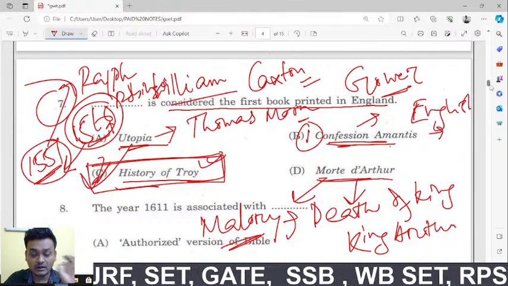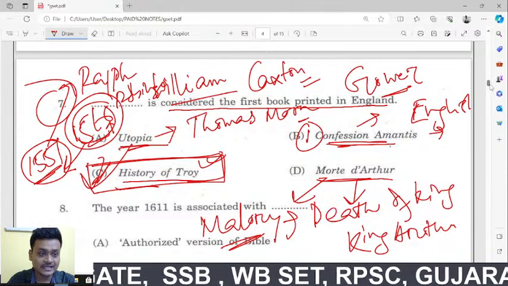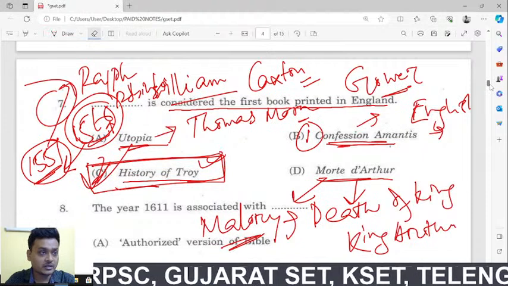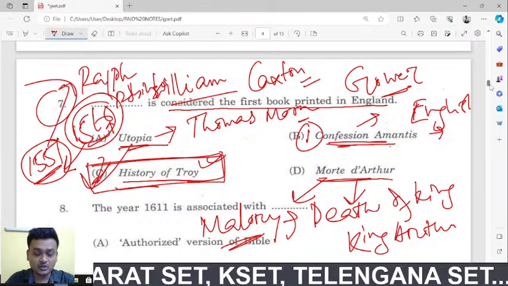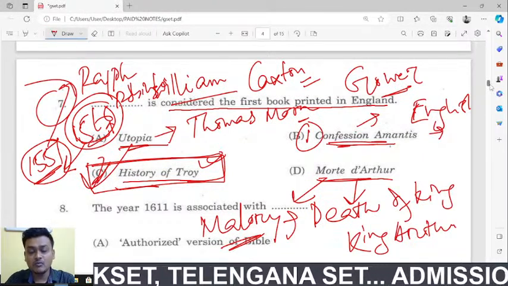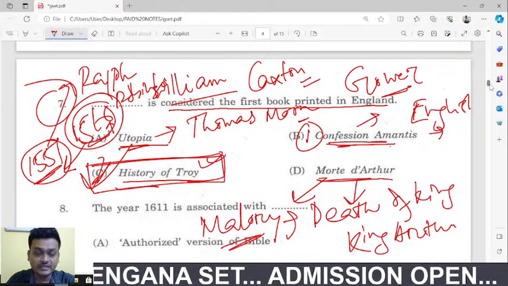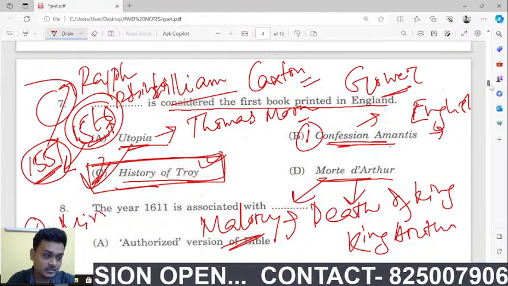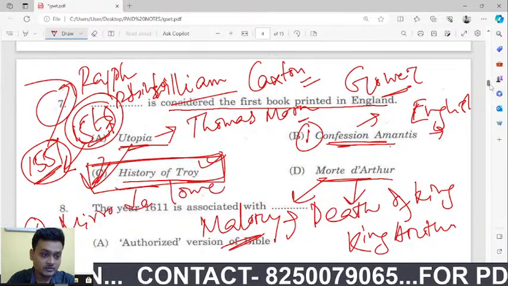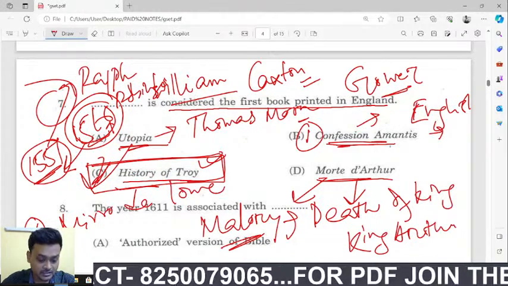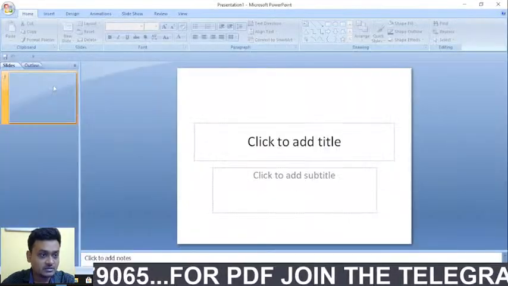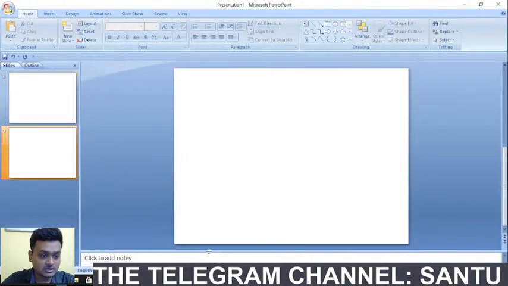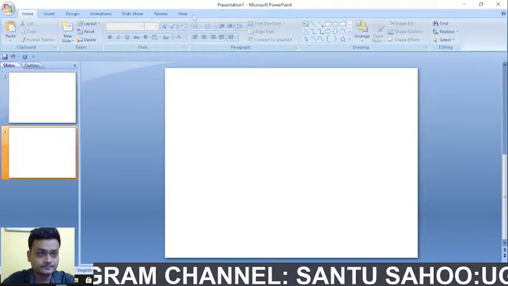John Gower was famous for his works like, let me erase this. Okay. Here, John Gower is famous for his works like Vox Clamantis, Speculum Meditantis, or Mirour de l'Omme. The first work I am writing here is Mirour de l'Omme. Let me take another. Just a minute.